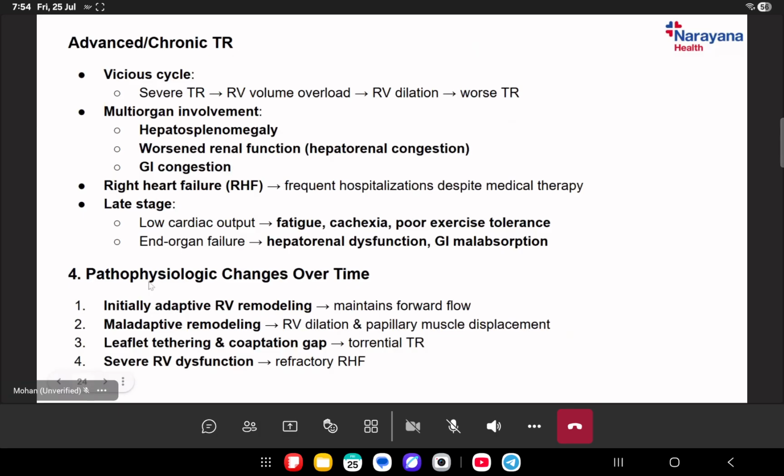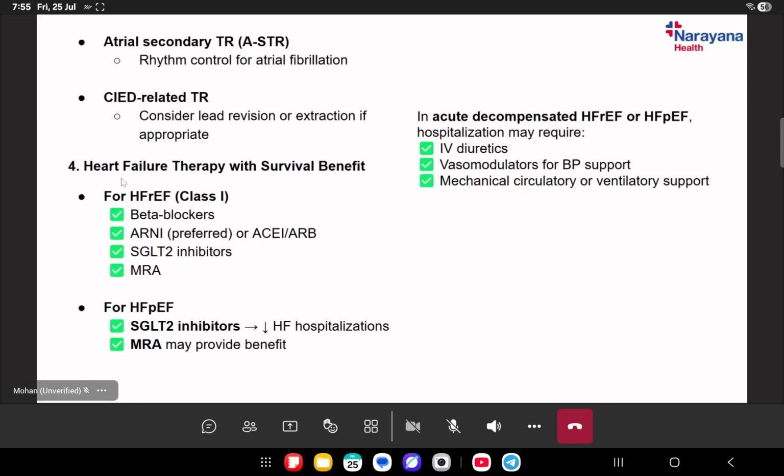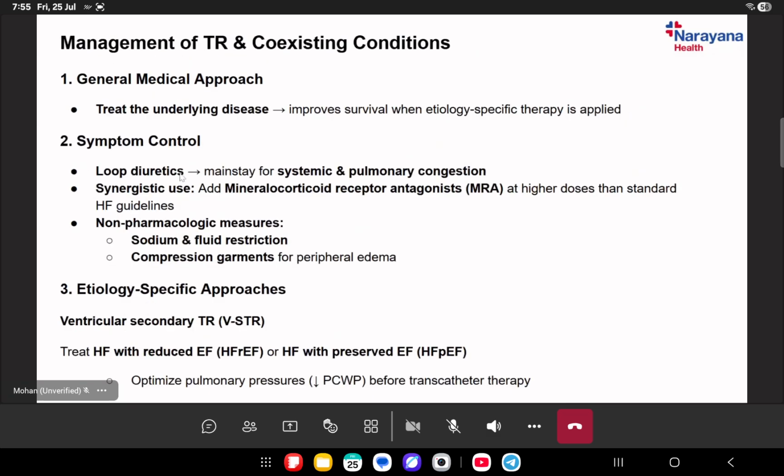So these are the pathophysiologic changes over time. Initially, the RV adapts, maintaining forward flow. Then maladaptive remodeling causes RV dilatation and papillary muscle displacement, which worsens TR and eventually leads to refractory right heart failure. And then management: medical management is usually supportive only, where we have to optimize the patient medically before taking him for surgical or catheter intervention.